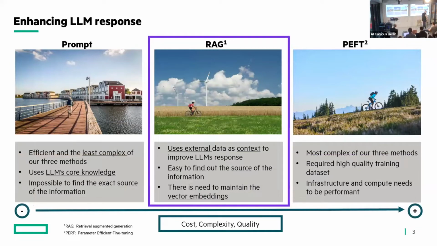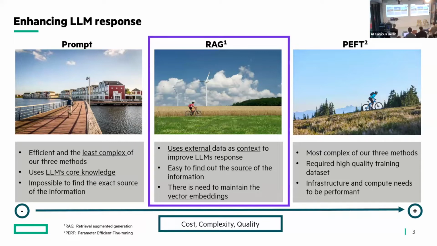Now we're going to take another step. We want to enhance our large language model. The first thing I showed you before is prompting. This is the least complex of the three methods I'm going to show here. You're using the core knowledge of your LLM, so you're not using anything else. It could be that your model has been trained till 2021, so you're using only that information. That means you also can't really find the exact source of the answer. So of course, it's not too expensive and not too complex to build. And the quality is maybe not the best, because you could have answers that are after 2021.